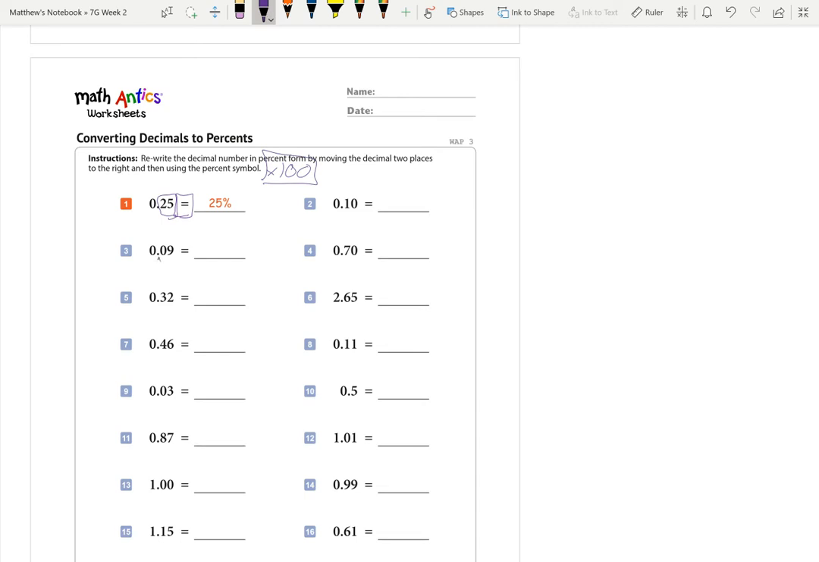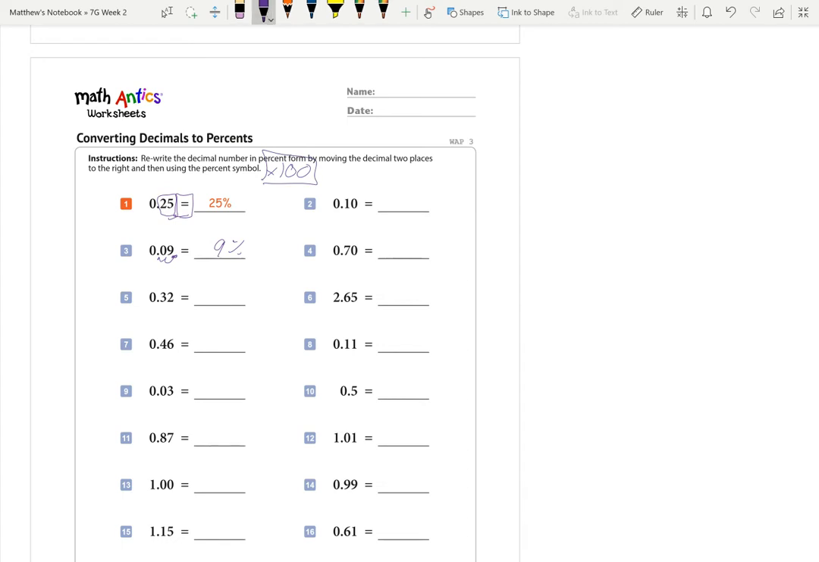So here, if we go 2 spots over to the right, this is now going to be 0.9%. But we don't say 0.9%, right? That sounds a little odd. So we're going to erase that 0, and it's just 9%.